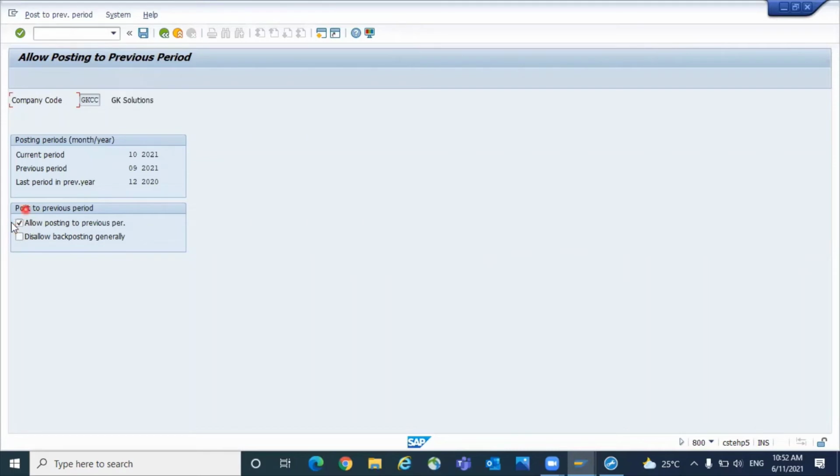So because of this indicator, the system will allow you to post in the current period 10/2021 and also the previous period 09/2021. So this checkbox is used to allow posting to the previous period.